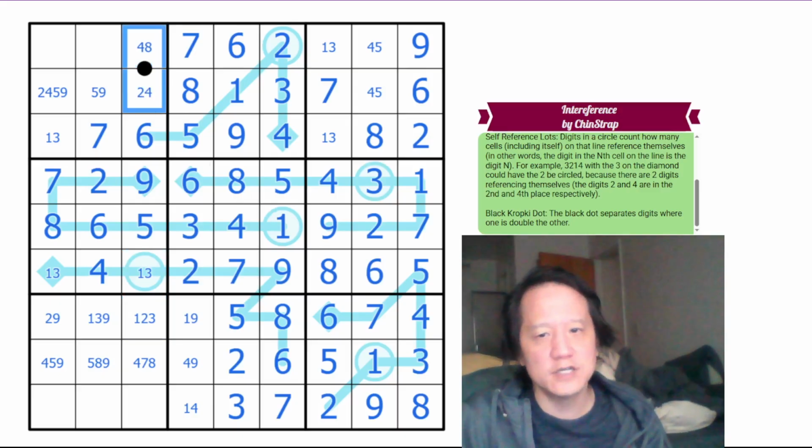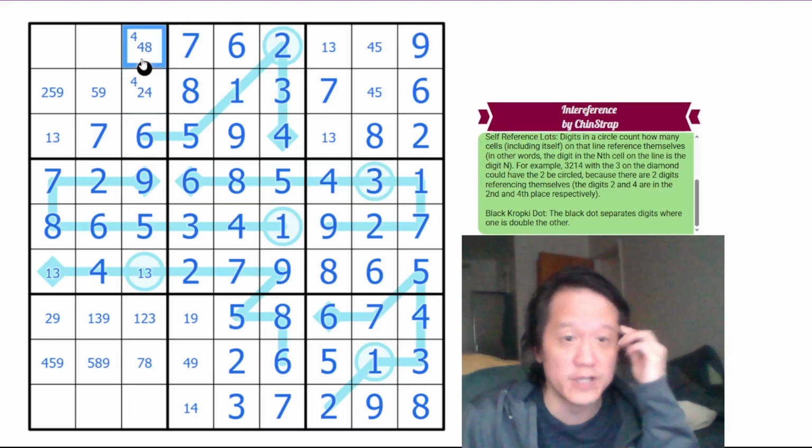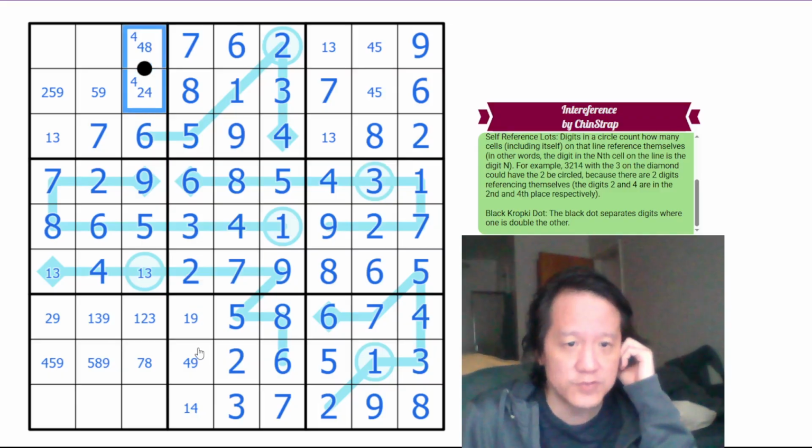So we're guaranteed a 4 here, which means this cannot be 4 here in the same box. This can't be 4 here, right? This is either 2, 4 or 4, 8. That's the reason why one of these is 4.